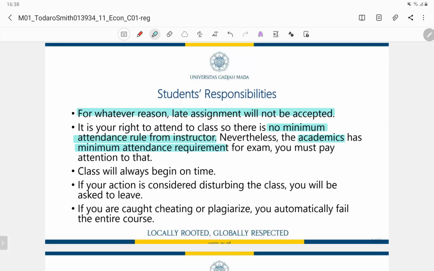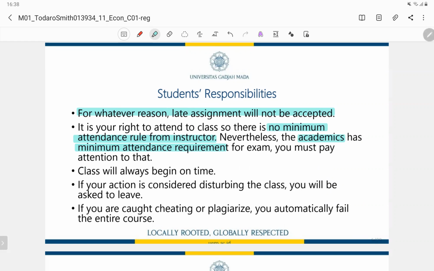And if there is a canceled class or canceled meeting like the last 2 weeks, it will not affect your attendance. I will consider that your attendance is 100% in the canceled class, so you don't have to worry about it, because a canceled class is caused by me, so it's my fault. That's why I will not take attendance in the canceled class.